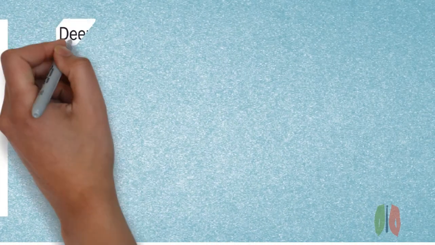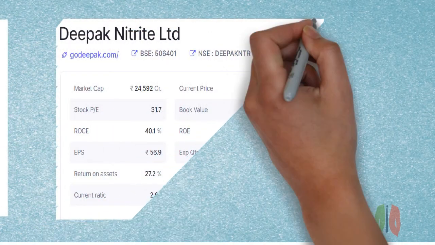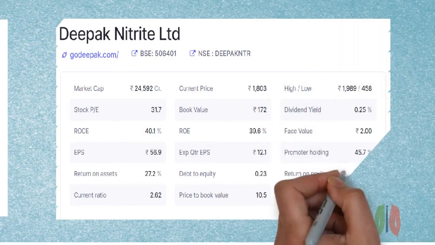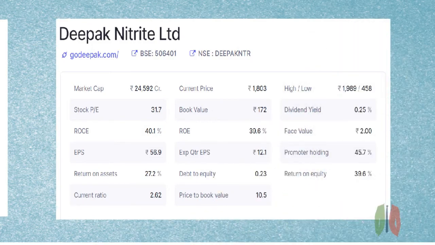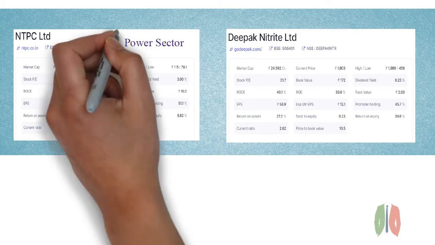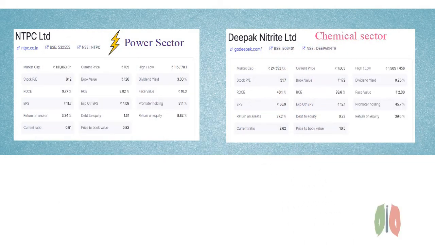Let us see another company. These are the details of Deepak Nitrite Limited. This company has a market cap of 24,592 crores and a stock PE of 31.7, ROCE 40.1, EPS 56.9, etc. So NTPC belongs to the power sector, whereas Deepak Nitrite belongs to the chemical sector. Both are from different sectors.